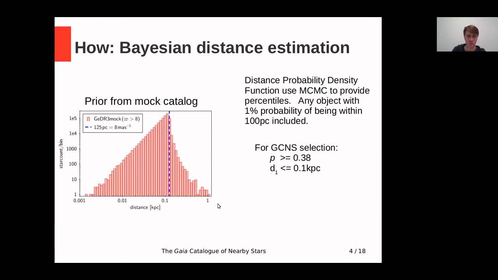Once we have this prior, and we use a very simple prior that is the same in all directions of the sky, we convolve it with the measurement, with the likelihood function, and this generates for each source the posterior density function of the distances. And any source that has at least a 1% probability of being inside of 100 parsecs is included in our Gaia Catalogue of Nearby Stars, which amounts to around 330,000 sources.